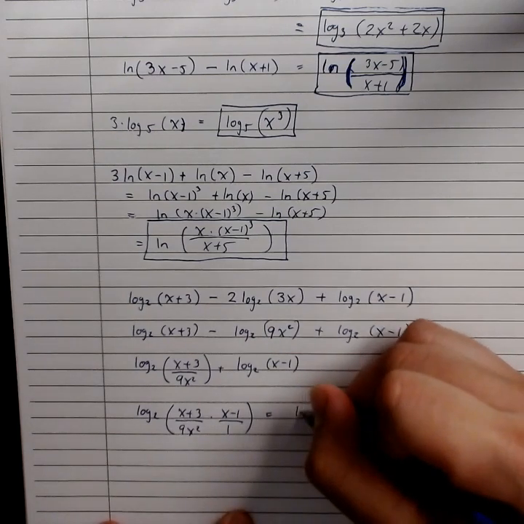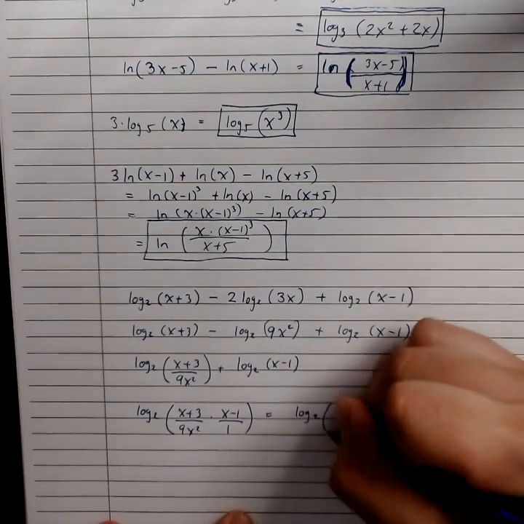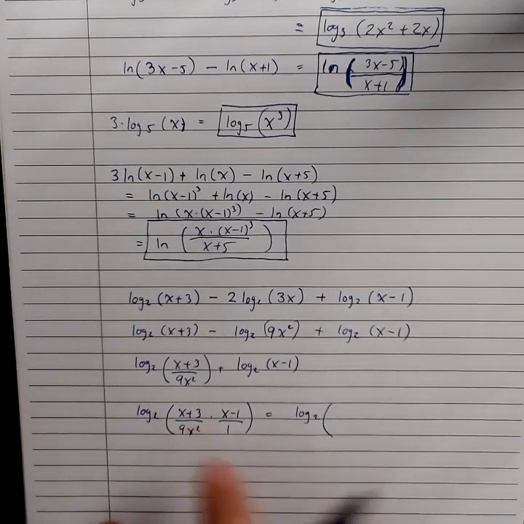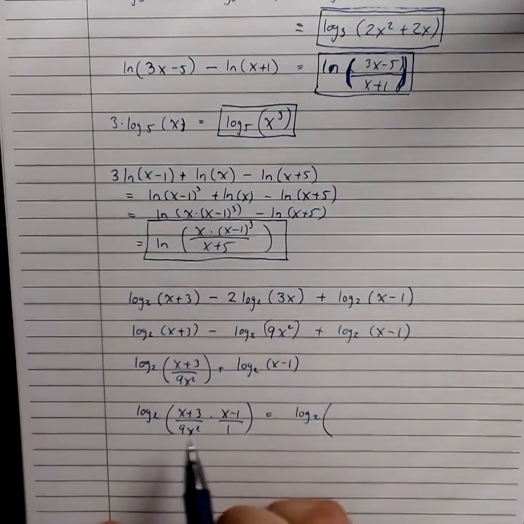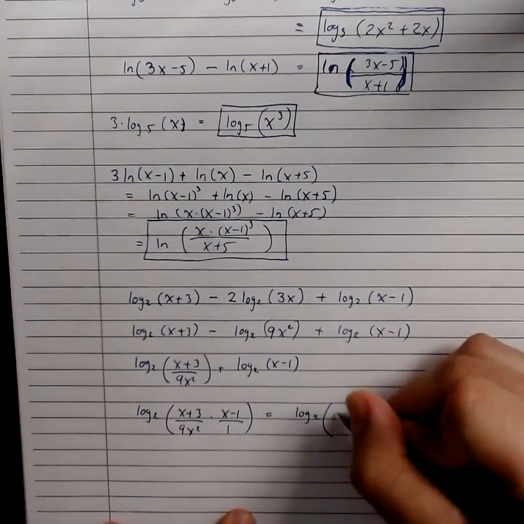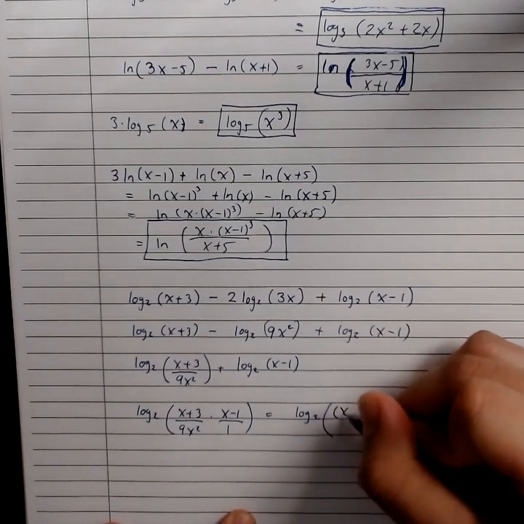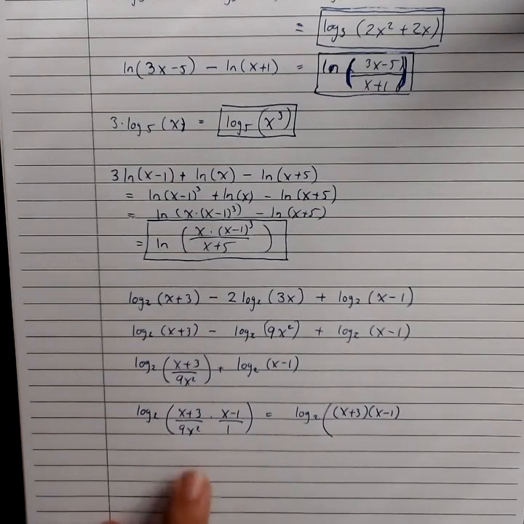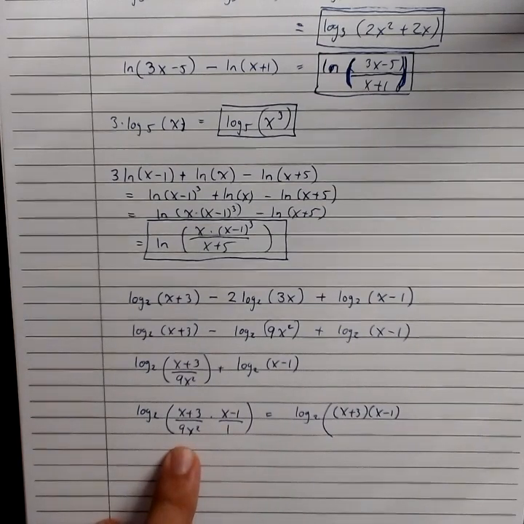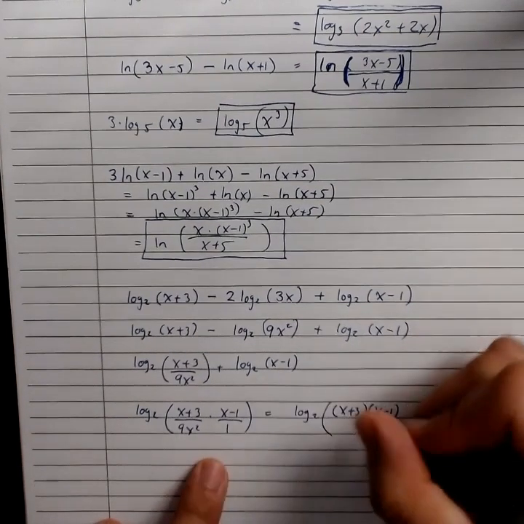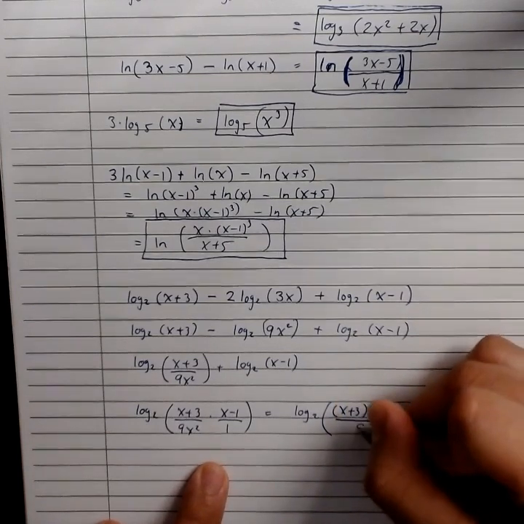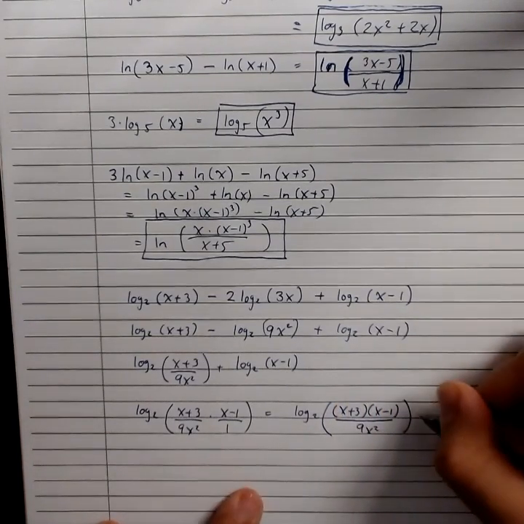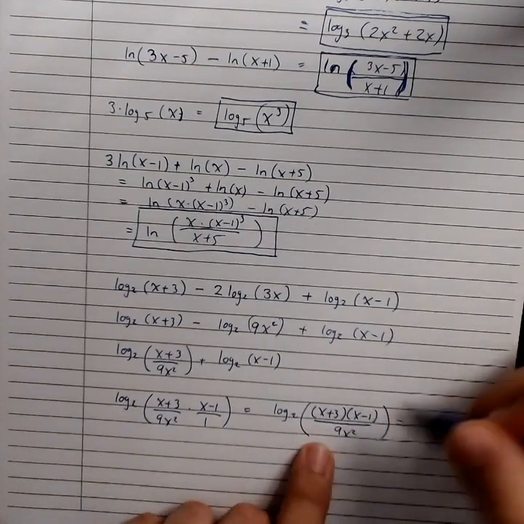So here we can write this as log base 2 of, now once again, up here you could multiply this out, or we could just leave it. Here I'm going to go ahead and just leave it. X plus 3 times x minus 1 over, well, 1 times 9x squared. Well, that one is just 9x squared. And if you really, really want, you could, of course, multiply it.